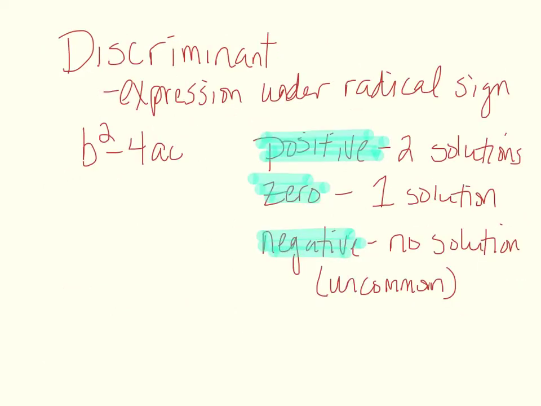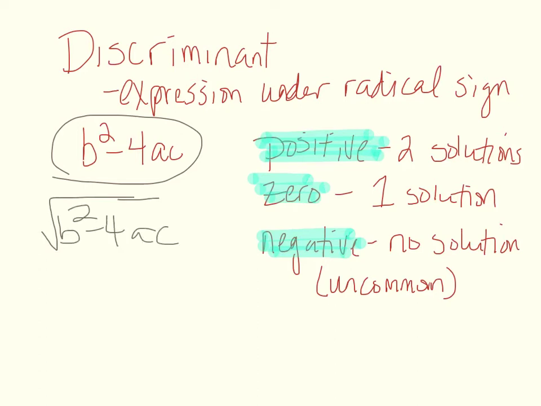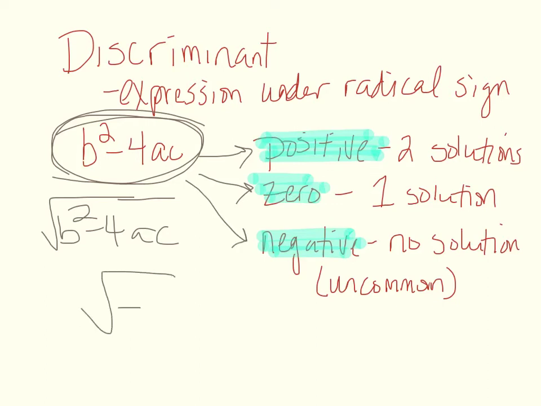All right, so we talked about the discriminant. The discriminant is what's under the radical sign. So in our equation, this right here is what's under the square root sign. When we figure this out, if it's positive, it tells us we're going to have two answers. If it's 0, we're going to have a one solution problem. And if it's negative, we're going to have no solution, because we cannot take the square root of a negative number.